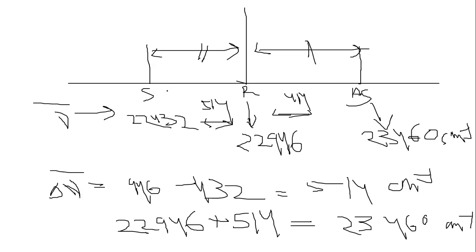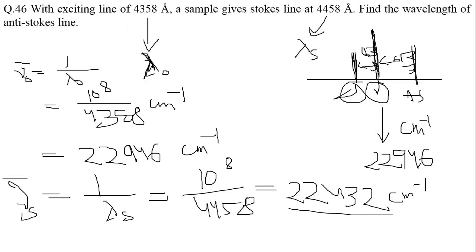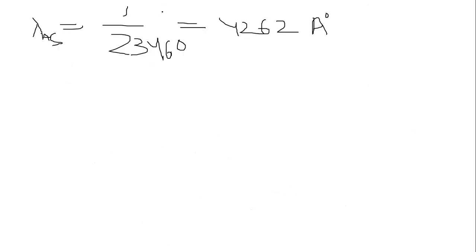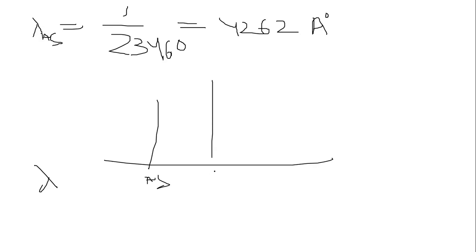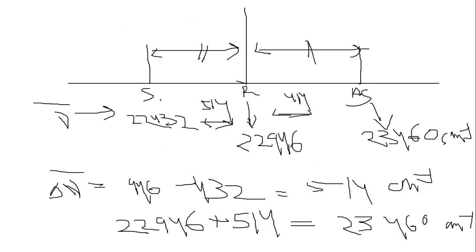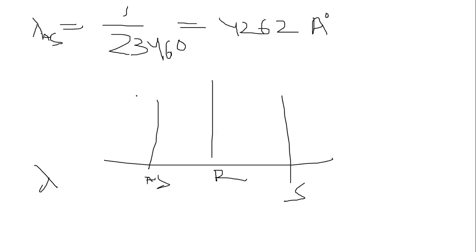So if you see here, we are considering in terms of wave number. First there is the Stokes line, then the Rayleigh line, then the anti-Stokes line. But if you compare the wavelengths, this line is 4458, this is 4358, and this is 4262. So in the case of wave number, Stokes line occurs at the lower value of wave number, then Rayleigh, then anti-Stokes. But in the case of wavelength, first there will be anti-Stokes, then Rayleigh, then Stokes. So this is very important.